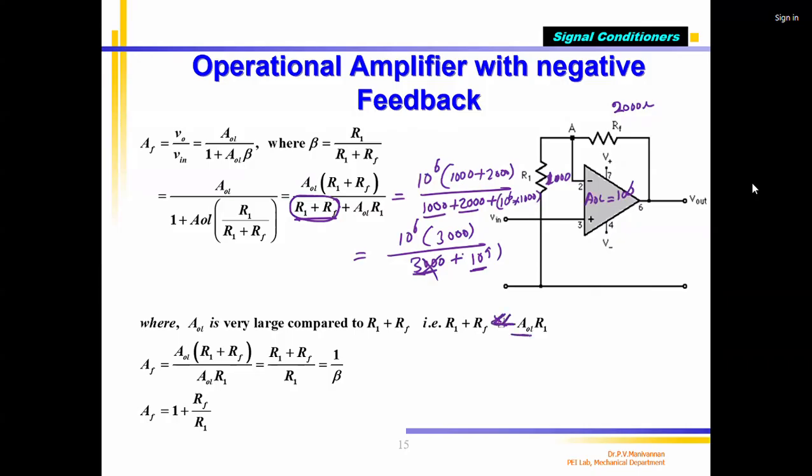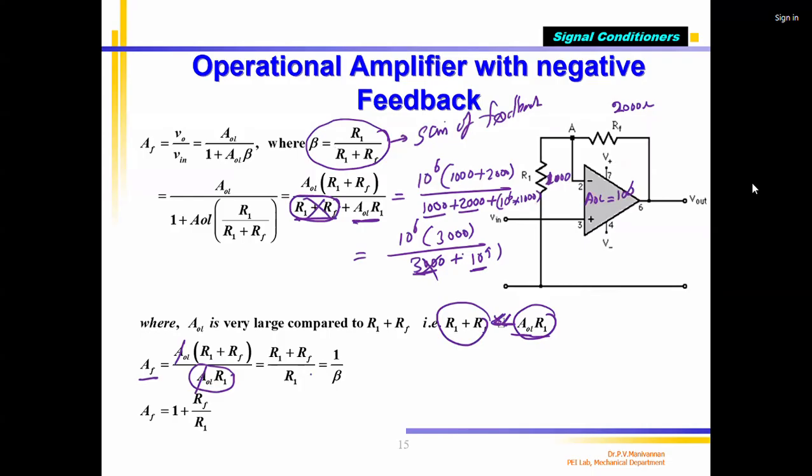AOL multiplied by R1 is very, very large compared to these, so my denominator can become AOL times this one. I ignore this part and maintain only this, so AOL cancels. So I can write AF equal to R1 plus RF divided by R1, which is nothing but 1 divided by beta. What is beta? The gain of the feedback network. Gain of the feedback network is beta, so that is 1 over beta.